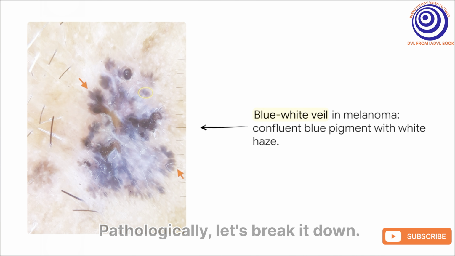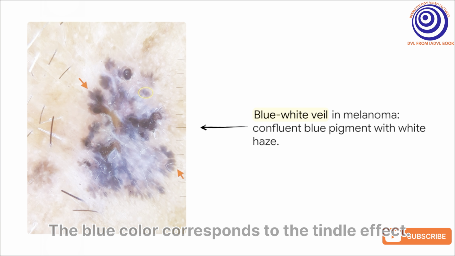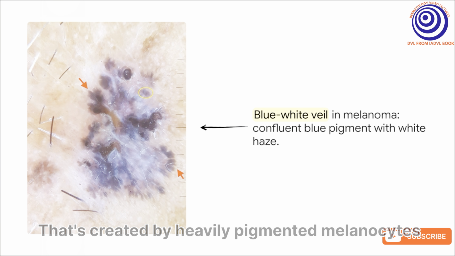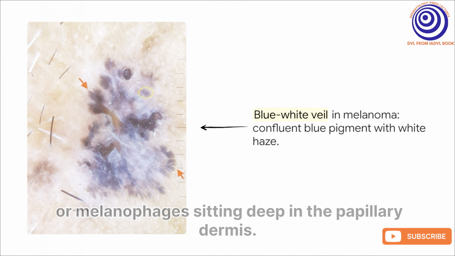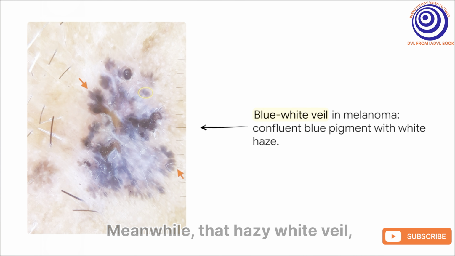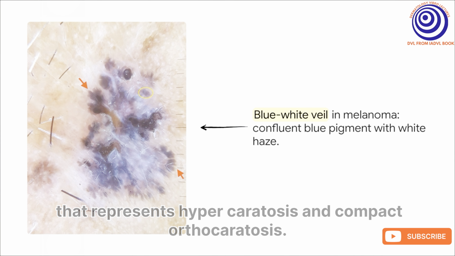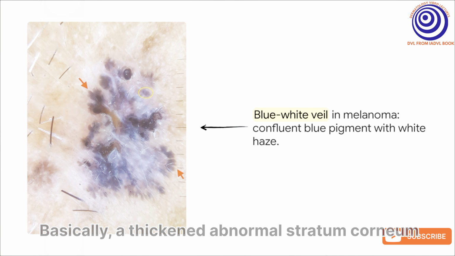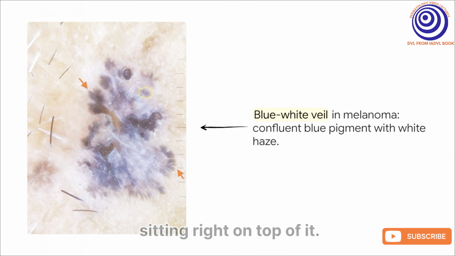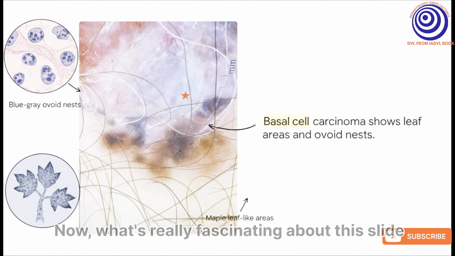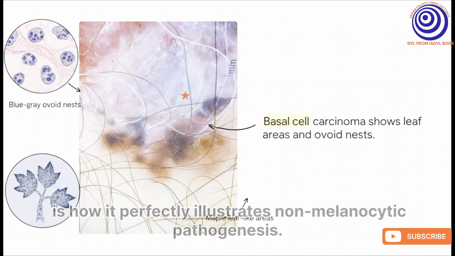Pathologically, let's break it down. The blue color corresponds to the Tyndall effect. That's created by heavily pigmented melanocytes or melanophages sitting deep in the papillary dermis. Meanwhile, that hazy white veil represents hyperkeratosis and compact orthokeratosis, basically a thickened abnormal stratum corneum sitting right on top of it. Now, what's really fascinating about this slide is how it perfectly illustrates non-melanocytic pathogenesis.